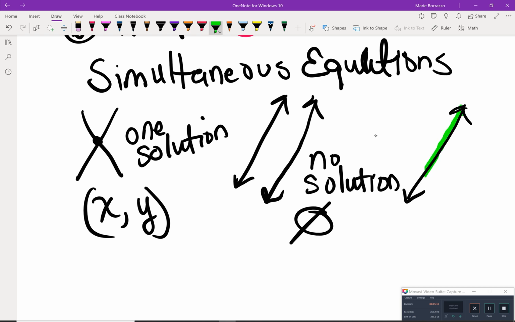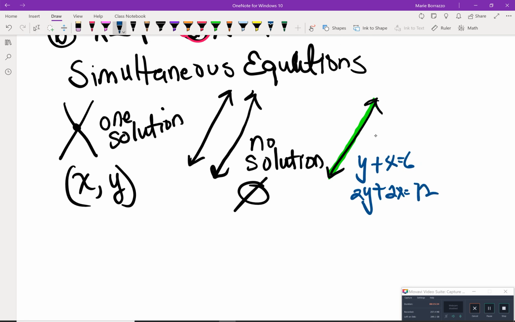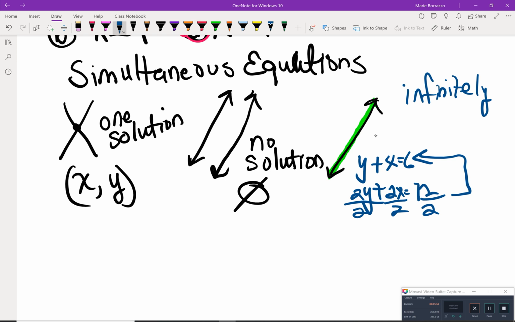It's just overlapping. Basically, you would have something like, y plus x is equal to 6, and then they might give you something like 2y plus 2x is equal to 12 as an example. And you can already tell that if I divide all of these by 2, then I have the same equation as I do there. So we refer to this one as infinitely many solutions.